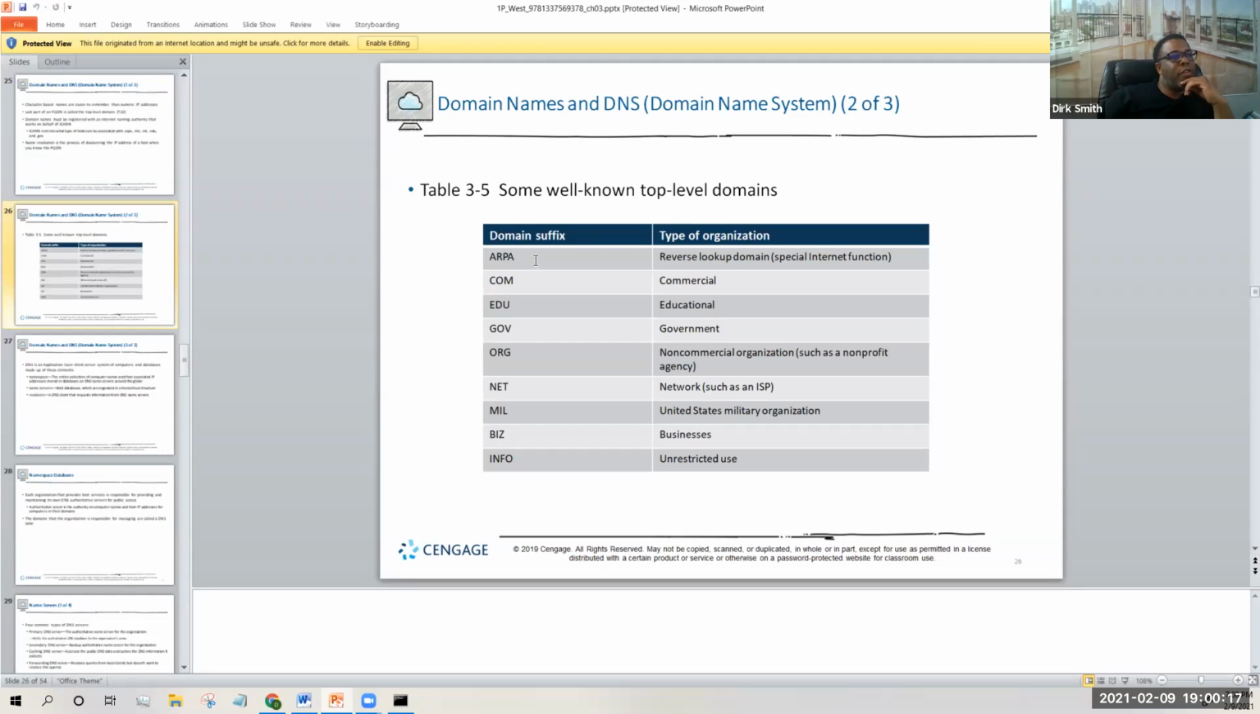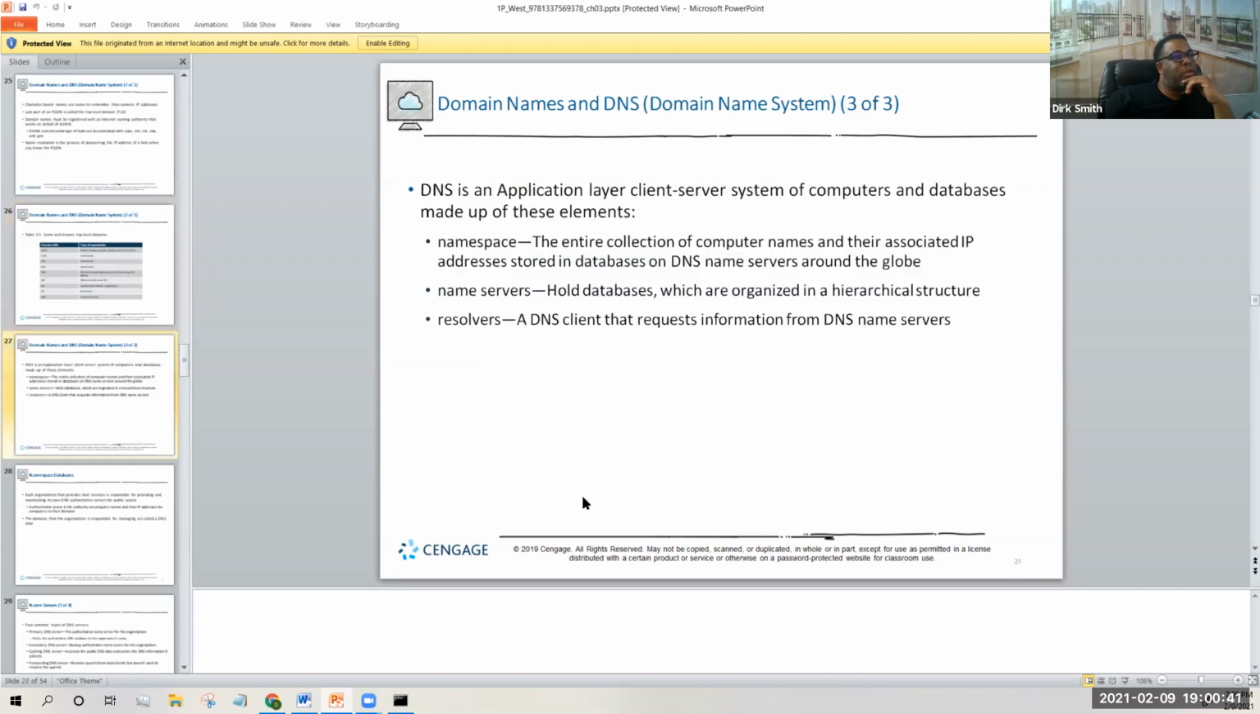ARPA is reserved for lookup domains and special internet functions. That's why I'm not familiar with .org, .net, the United States military organization, businesses, info. I think you've probably all seen all of these domain endings. I've probably used every one on here except maybe the first one and one of the military ones. I don't deal with the military too much.